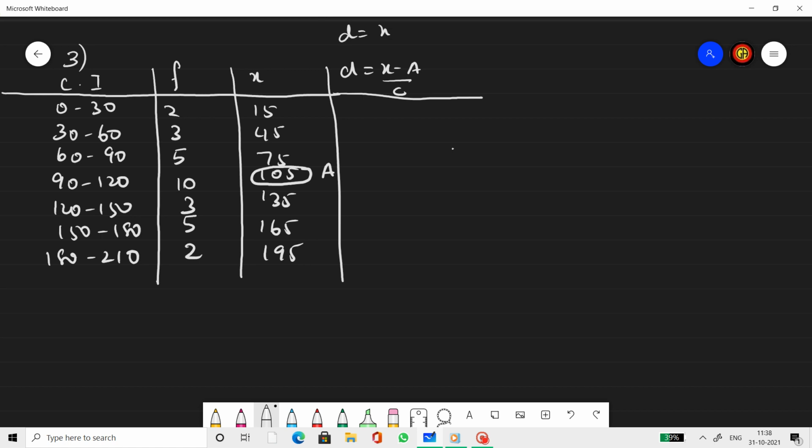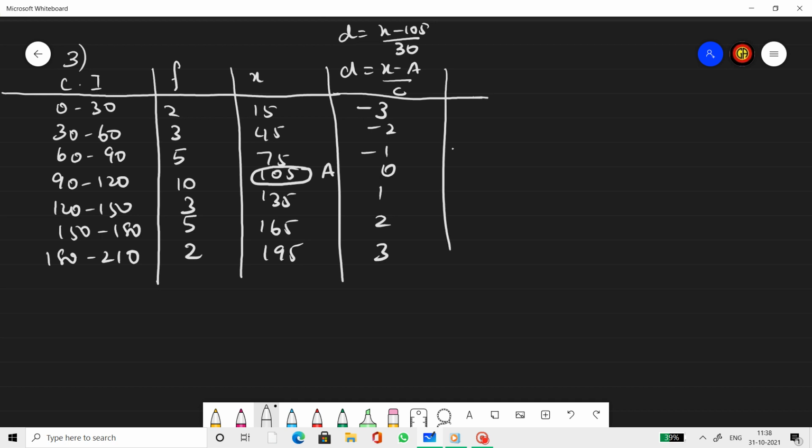So d becomes x minus 105 by c, or it can be h. So class size, class width can be h or c. So 30. So x minus 105 by 30: 15 minus 105 by 30. That means minus 90 by 30, minus 3. And then minus 2, minus 1, 0, 1, 2, and 3.